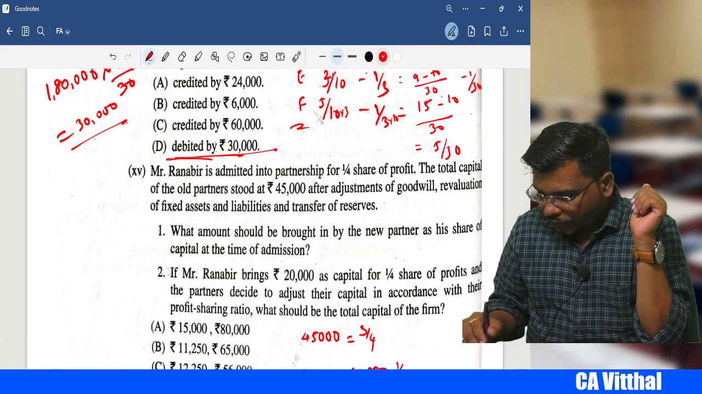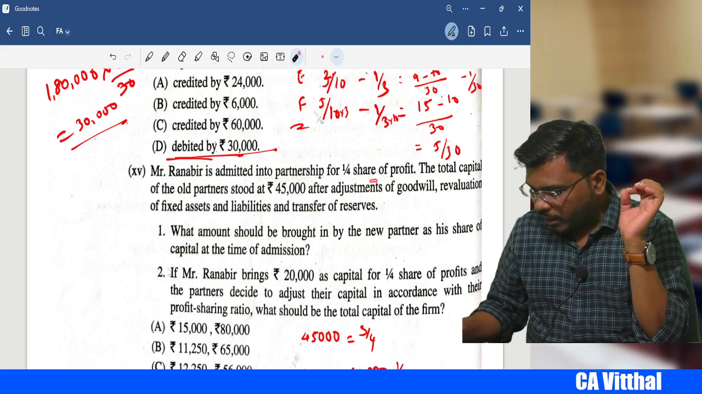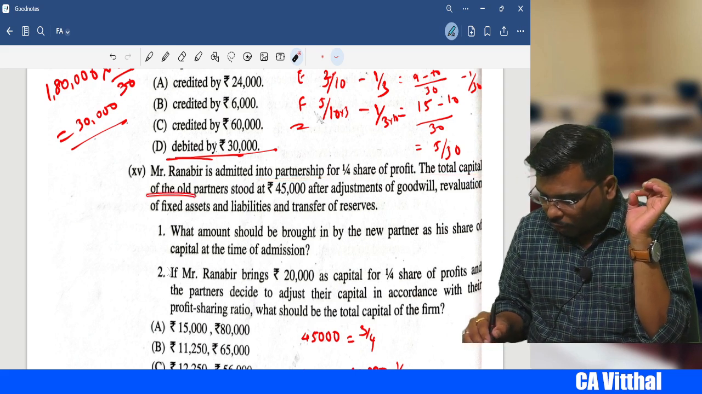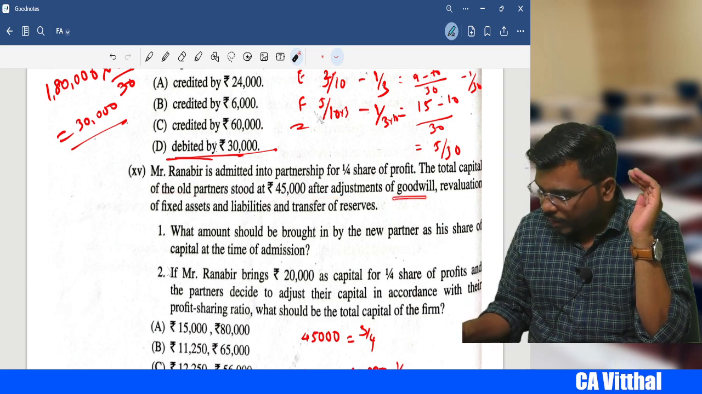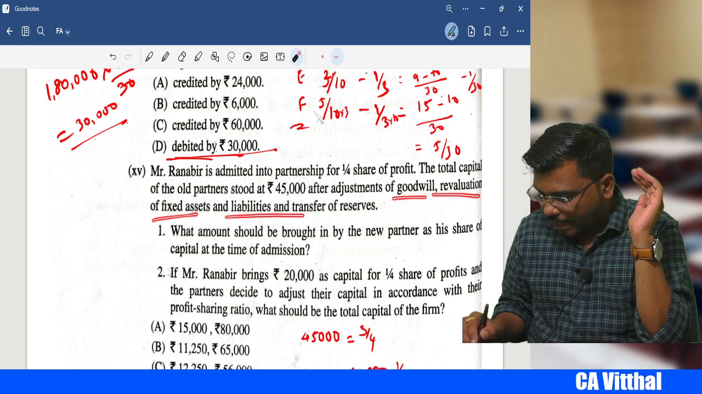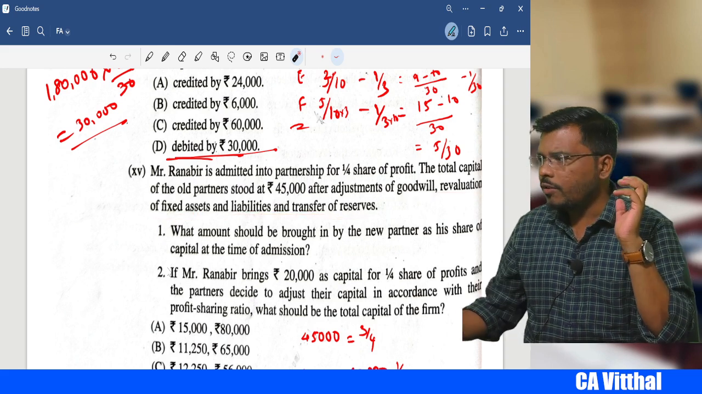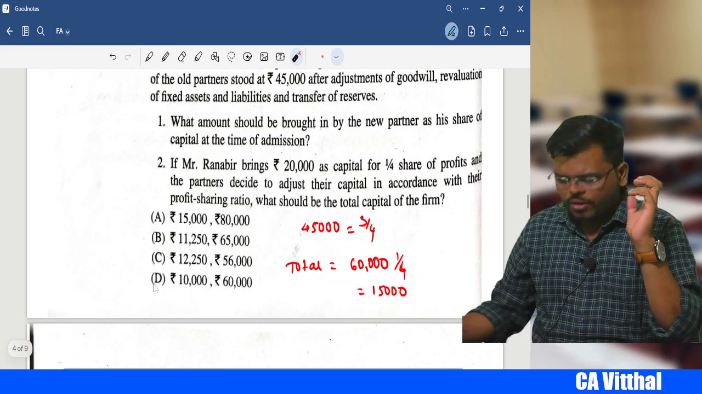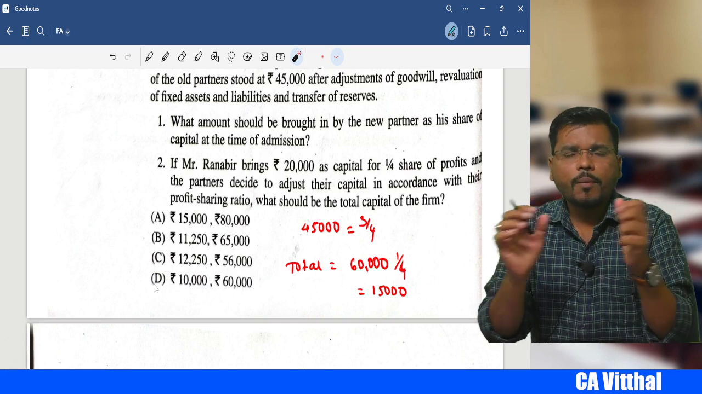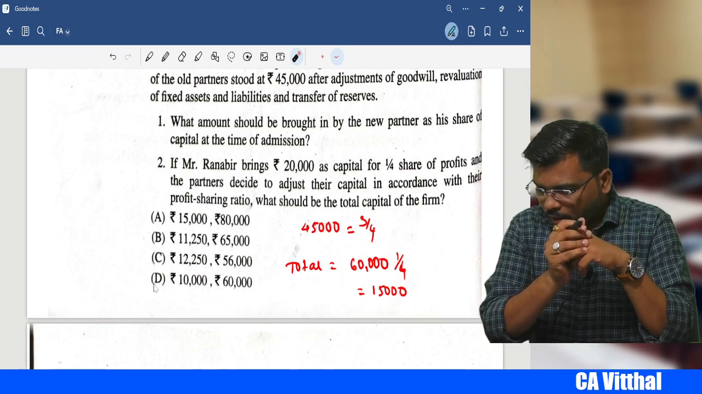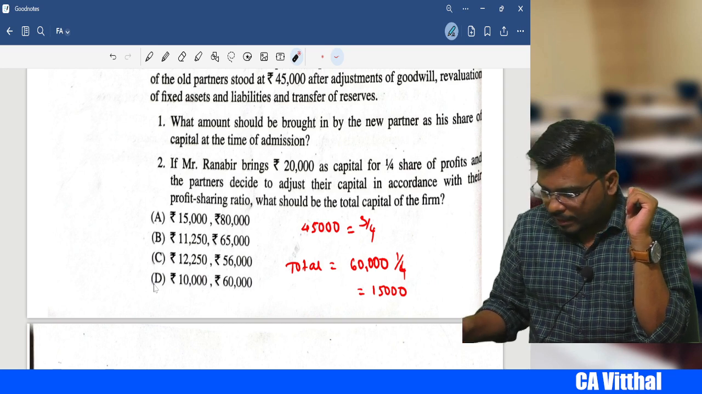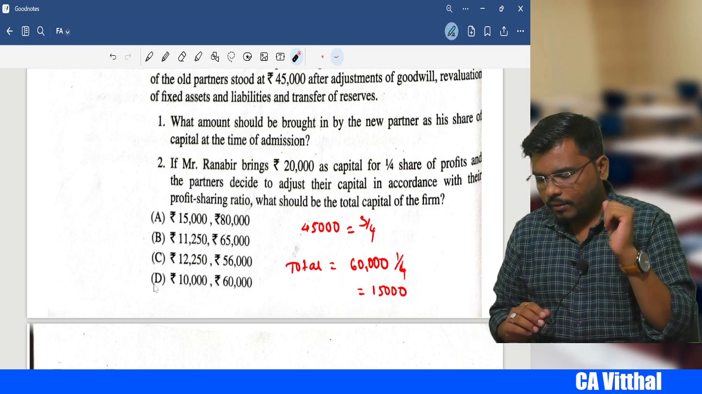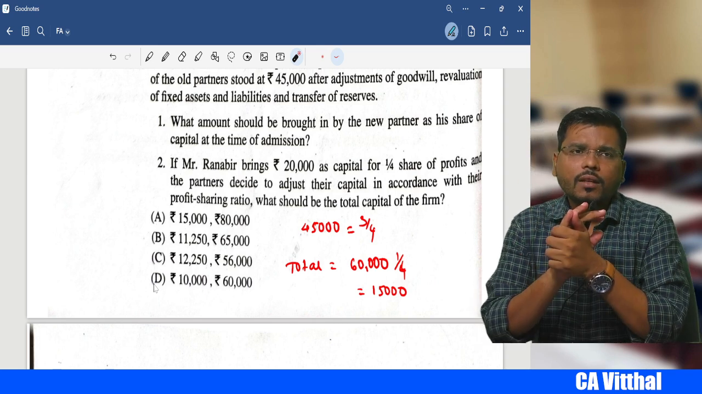Mr. Ranveer is admitted into partnership for 1/4 share of profit. The total capital of the old partners stood at 45,000 after adjustment of goodwill, revaluation of fixed assets and liabilities, and transfer of reserve. Okay, very good. That means this capital balance they have given after adjustment of everything, that means closing capital they have given, right? They ask what amount should be brought in by the new partner as his share of capital at the time of admission. Now, how much is the new partner coming for?